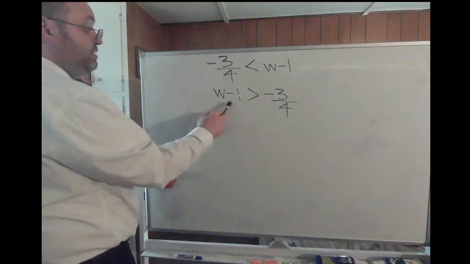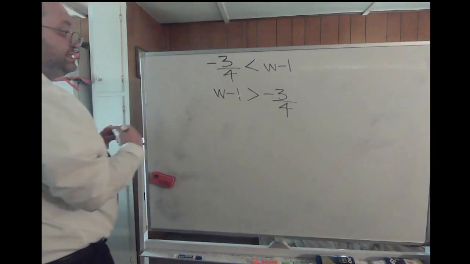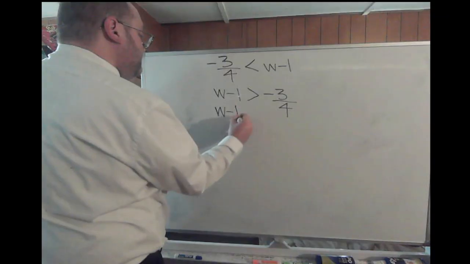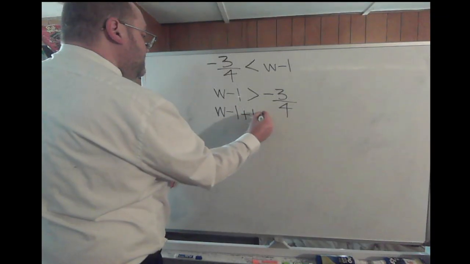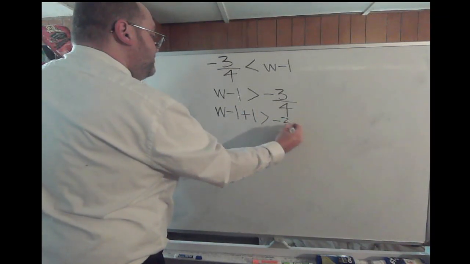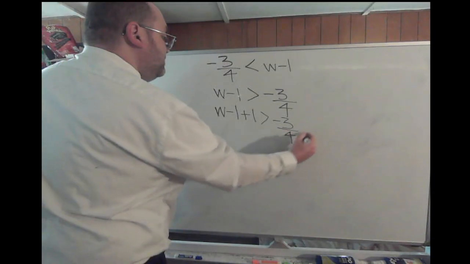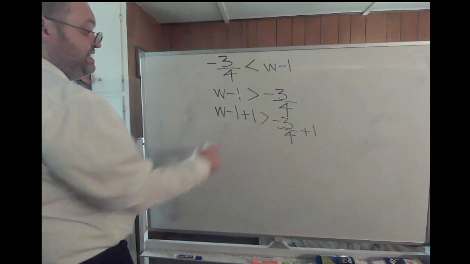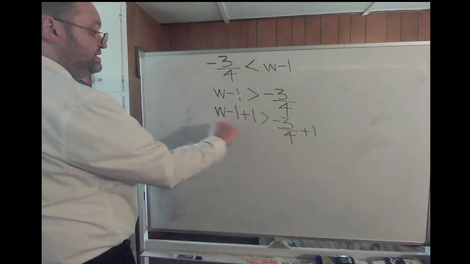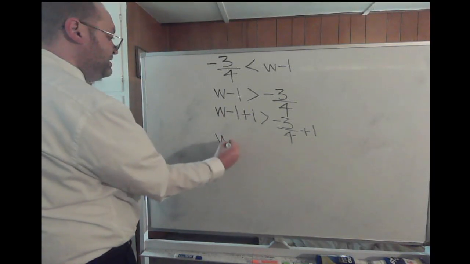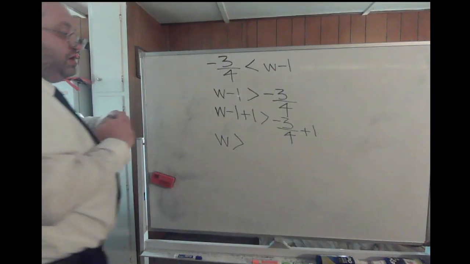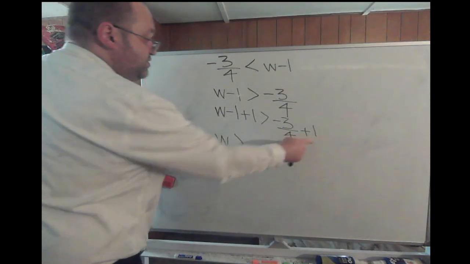So we have w minus 1. We want to get w by itself. You have to add a 1 in order to do that. So w minus 1 plus 1 is greater than negative 3/4 plus 1. Well, on the left side, negative 1 plus 1 is 0. You just get w by itself. W is greater than, okay, so we have negative 3/4 plus 1.